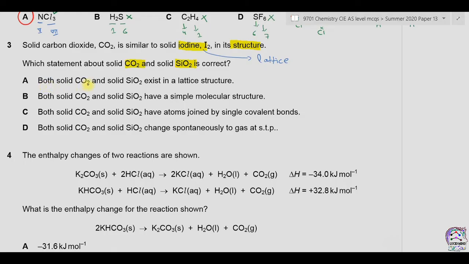A. Both solid carbon dioxide and solid SiO2 exist in a lattice structure. In SiO2, one silicon is bonded to 4 oxygen atoms directly, and each oxygen is further bonded to 2 silicon atoms directly.